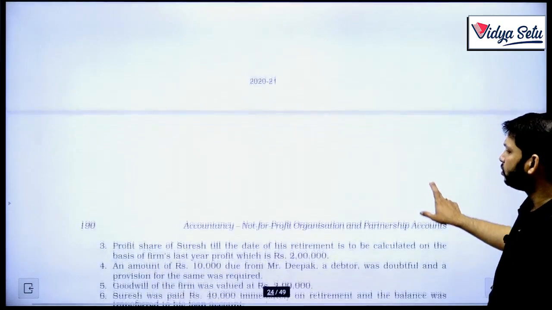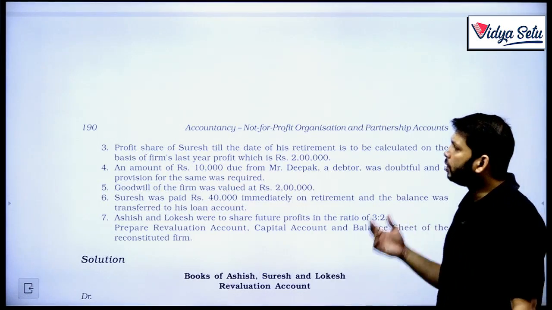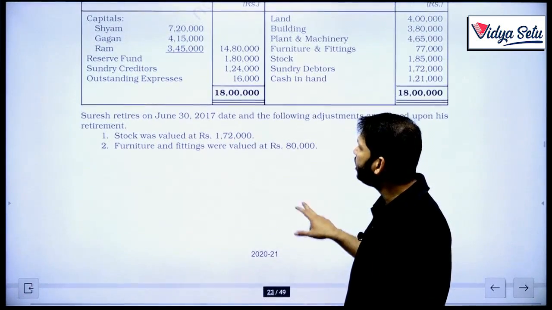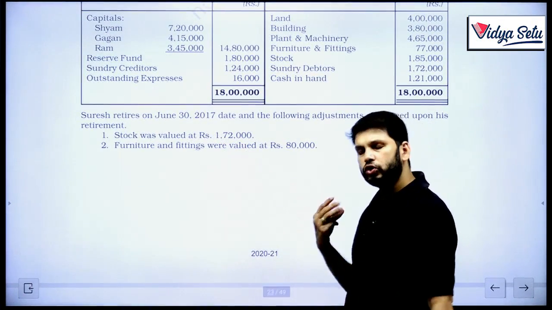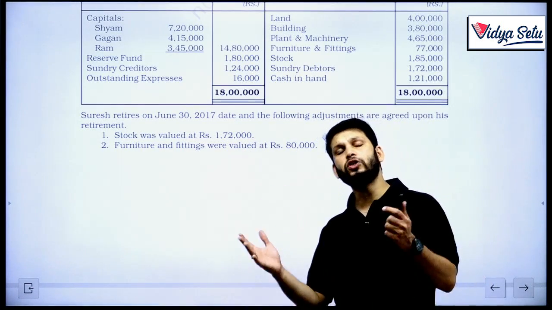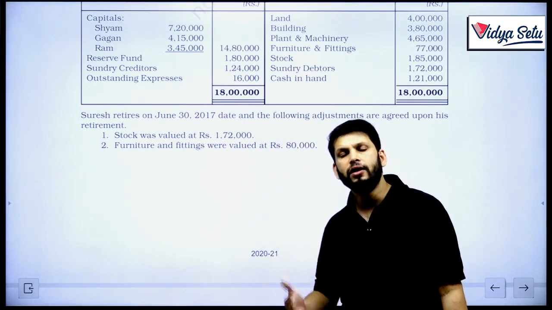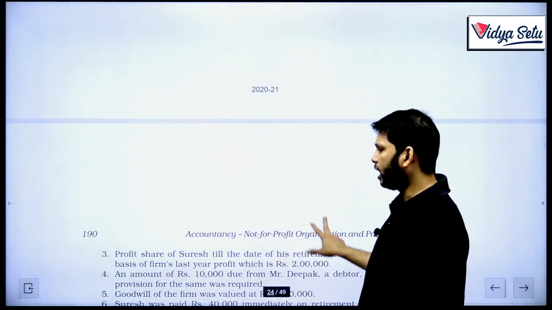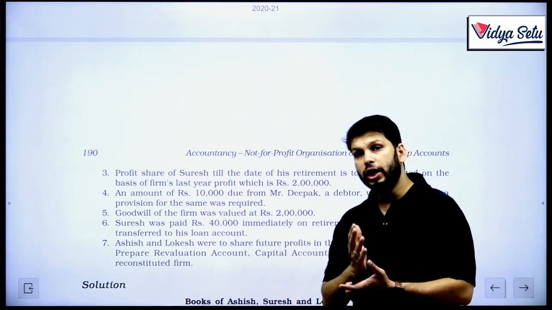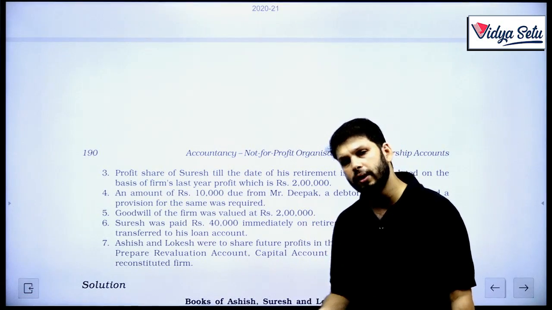Furniture and fittings 80,000. Profit share of Suresh till the date of retirement is to be calculated on the basis of the firm's last year profit, which is 2 lakhs. When is Suresh retiring? Suresh is retiring on 30th June, so he is in the business for 3 months. He should get 3 months profit, but we don't know how much profit or loss we will make by the end of the year. So they have agreed to assume this year will also make the same profit as last year. So Suresh gets his share in total profit for only 3 months.